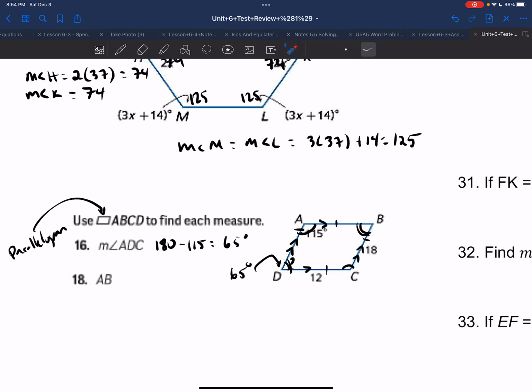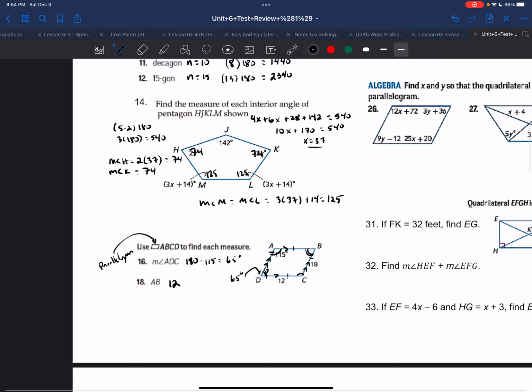And then for AB, so here's AB, again, by one of the properties of a parallelogram, opposite sides are congruent. So this side is opposite to this side here. So that means that since this is 12, this is also 12. Okay? So AB is 12. The measure of AB is 12.